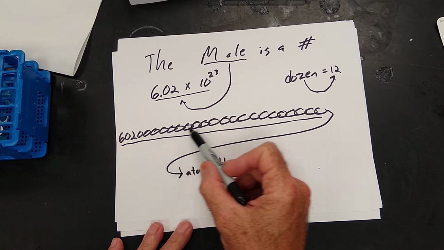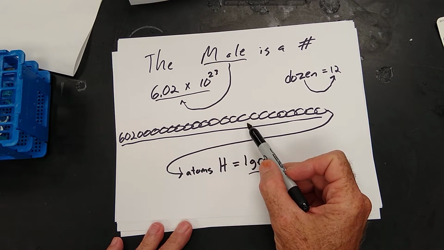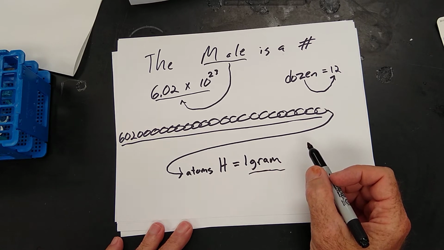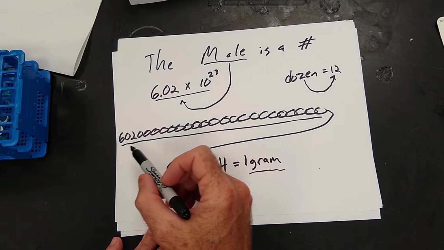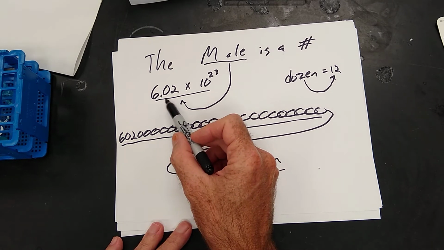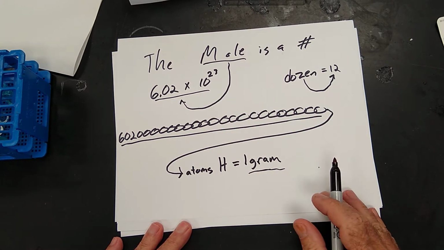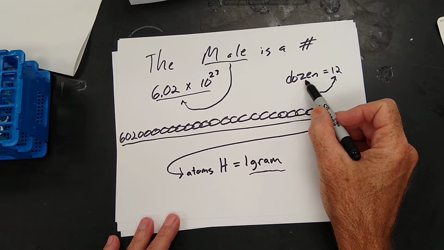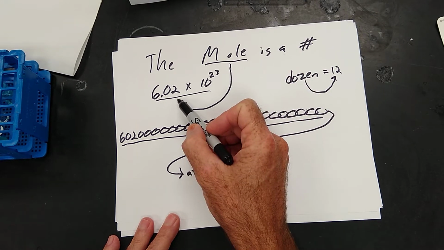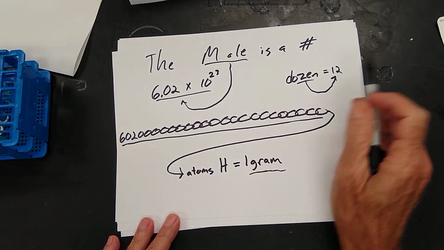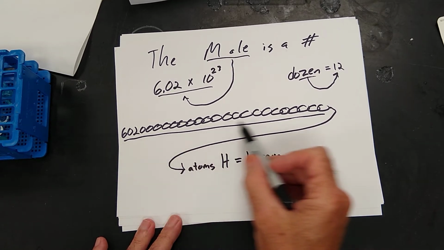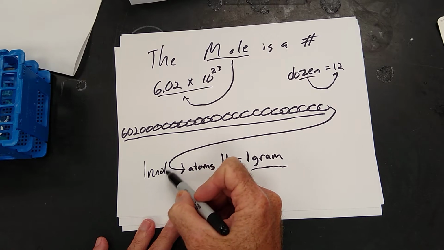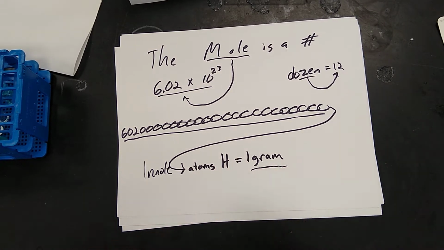This is roughly equivalent to all the sand on all the beaches and all the deserts in the world, all the grains of sand. Isn't that crazy? This number is 6.02 times 10 to the 23rd. But what's great is it's just like we're using the word dozen. We use the word mole, it means this number. We use the word dozen, it means 12, okay? So this is how many atoms, 1 mole of atoms of hydrogen weigh 1 gram.